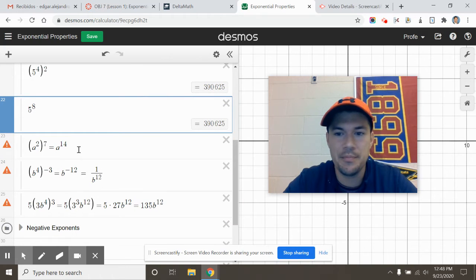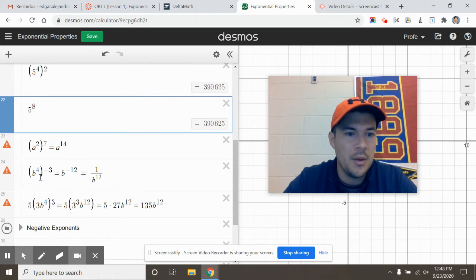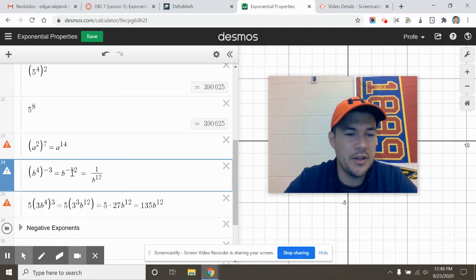Here's how it works with some expressions. A squared to the 7th, a to the 14th. B to the 4th to the negative 3rd, you get b to the negative 12th, which, by the way, needs to be simplified to 1 over b to the 12th. That's our next topic.